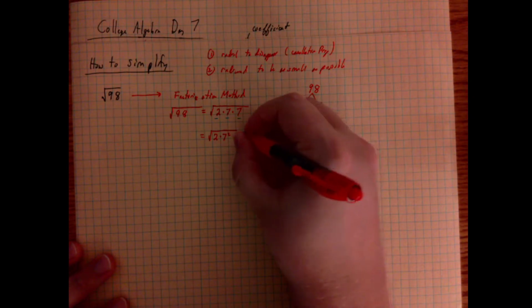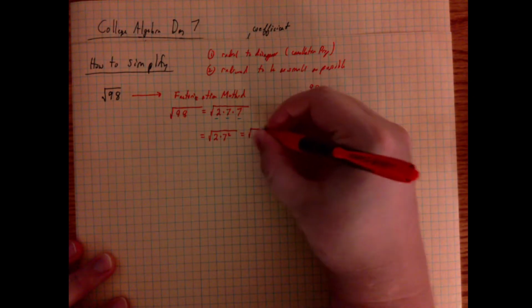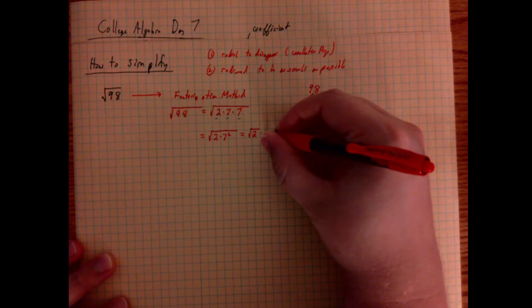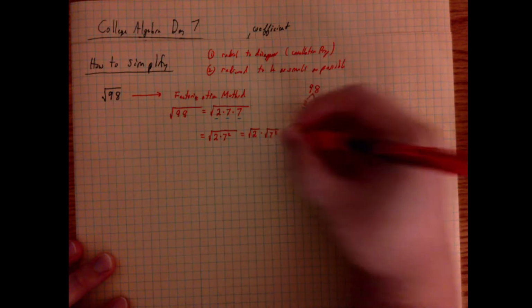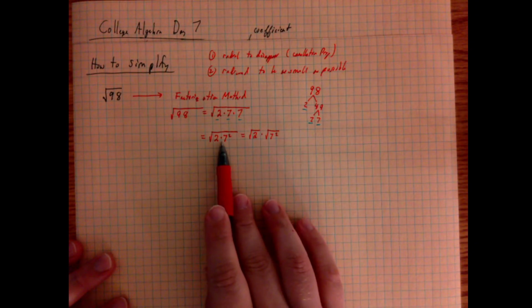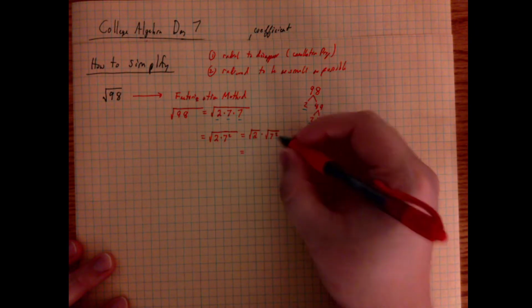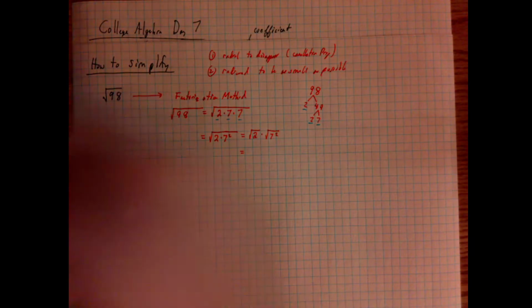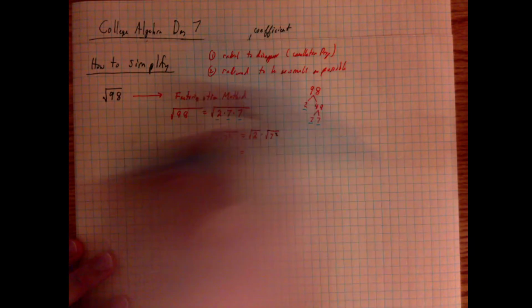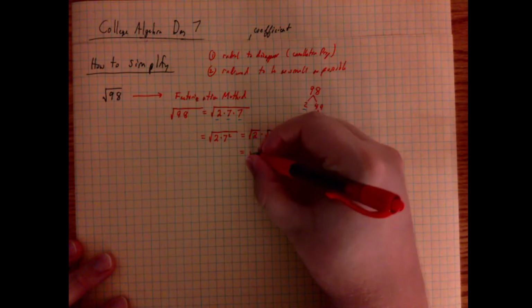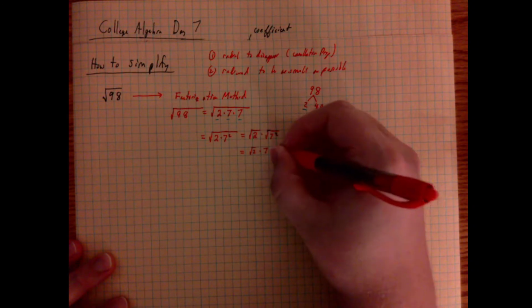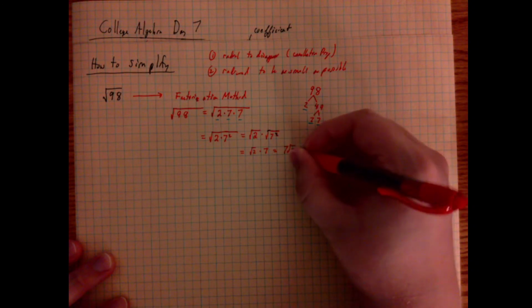Now I can use my property, which allows me to split this into two components. Because they're being multiplied, we can break it down into two radicals. And as you might remember, the square and the square root end up canceling, because they're the only things in there, leaving us with square root of 2 times 7, or 7 square root 2.